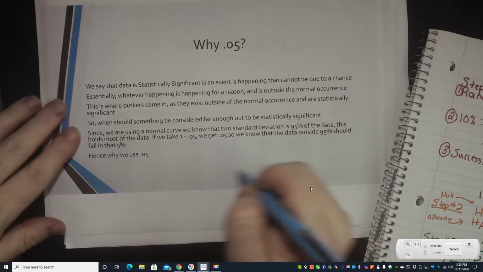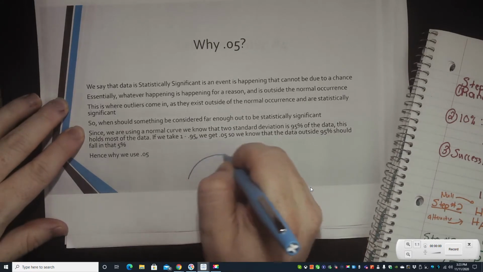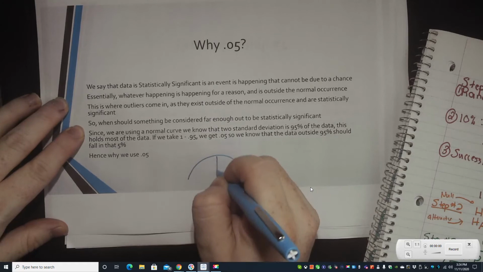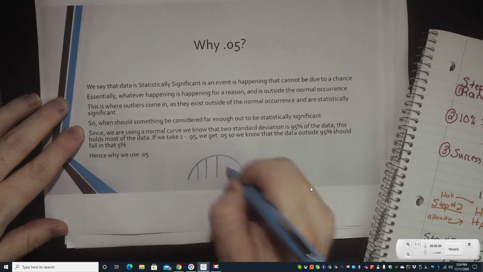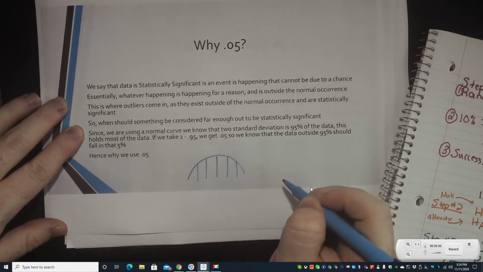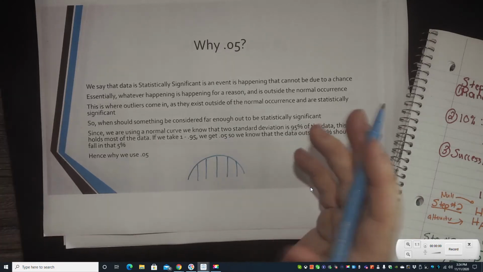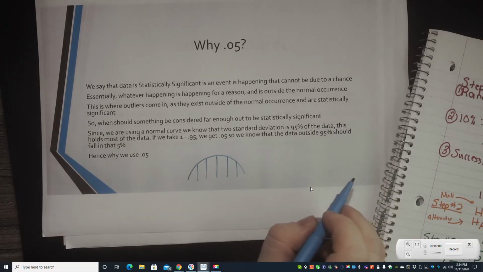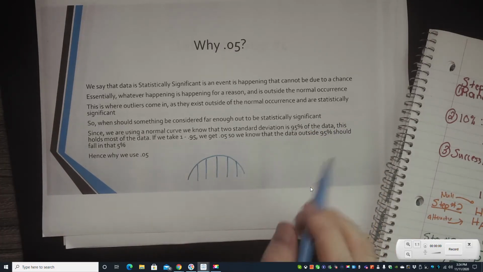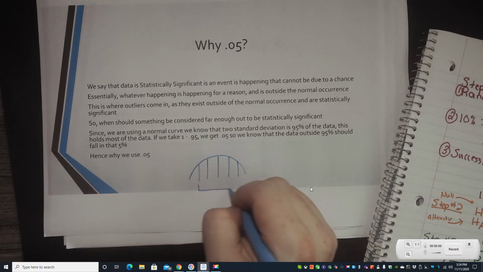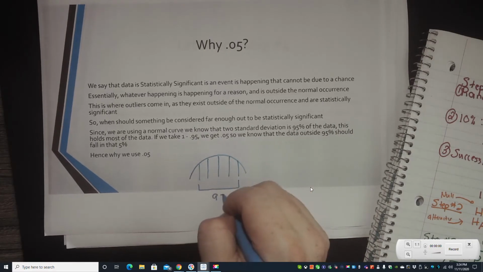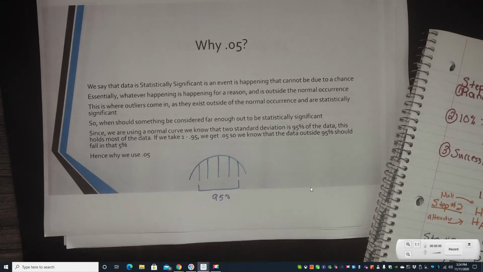Now, why is 0.05 the one that makes it statistically significant? Well, basically, if you go back to when we started talking about a normal curve, we had a mean, and we had 1, 2 standard deviations out, and we say anything beyond 2 standard deviations would be statistically significant. And so what is 2 standard deviations? Well, that's 95%. So how much is outside of 95%? 5%. So that's why the standard is 0.05. 5% is 0.05.